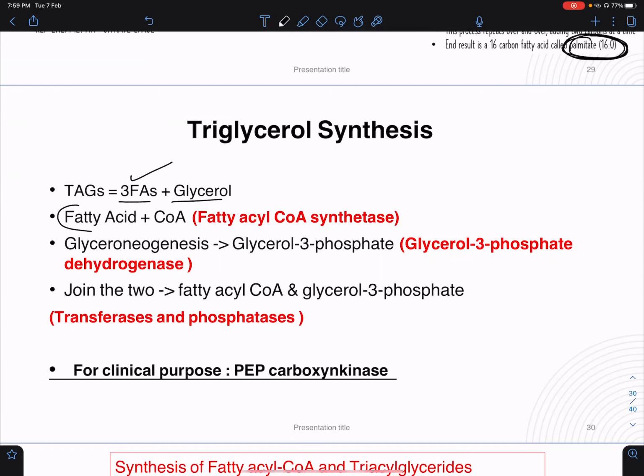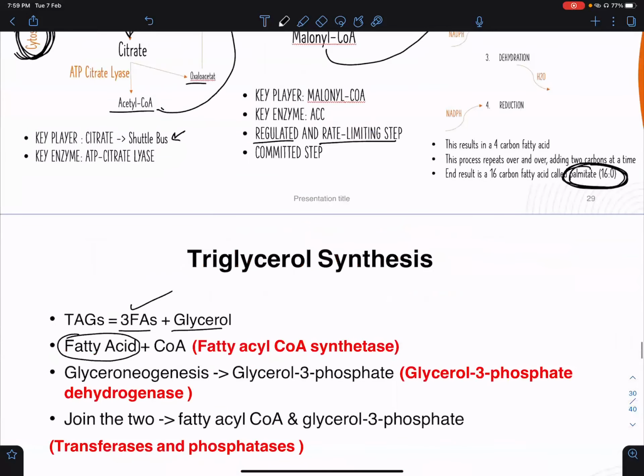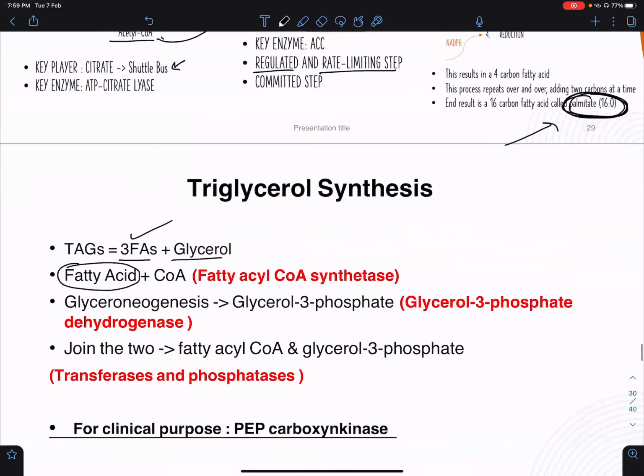So now that we have the fatty acid from the synthesis over here, we're going to add a CoA, or a coenzyme A, to it. What's the enzyme involved? Fatty acyl CoA synthetase. Okay, this results in a fatty acyl CoA. Okay, so we have our fatty acids.